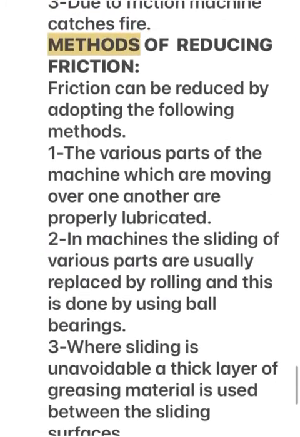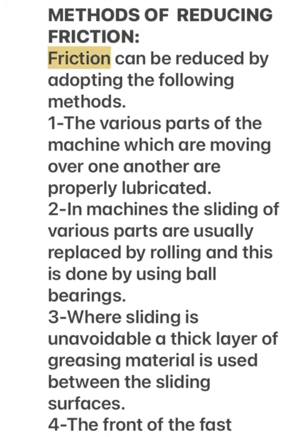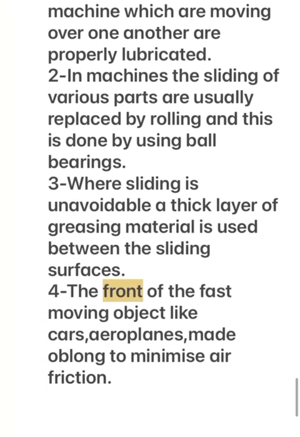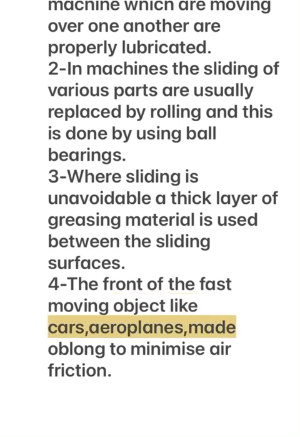Methods of reducing friction: friction can be reduced by adopting the following methods. 1. The various parts of the machine which are moving over one another are properly lubricated. 2. In machines, the sliding of various parts is usually replaced by rolling, and this is done by using ball bearings. 3. Where sliding is unavoidable, a thick layer of greasing material is used between the sliding surfaces. 4. The front of fast-moving objects, like cars and airplanes, is made oblong to minimize air friction.